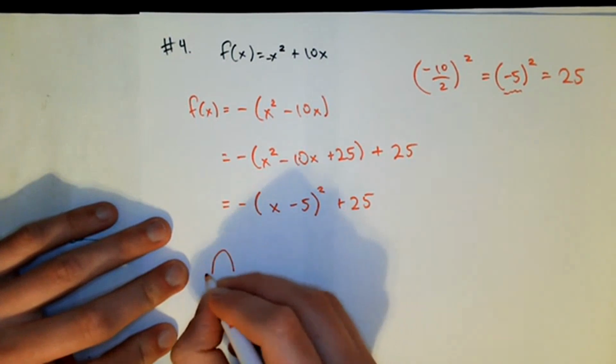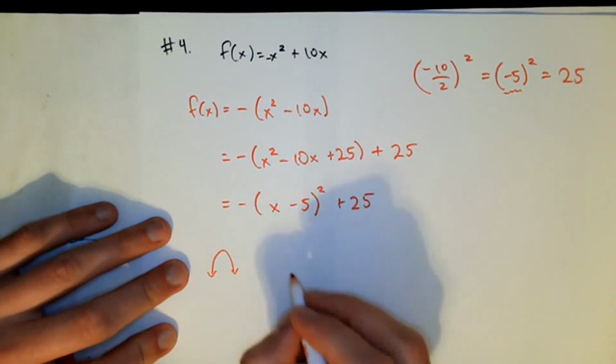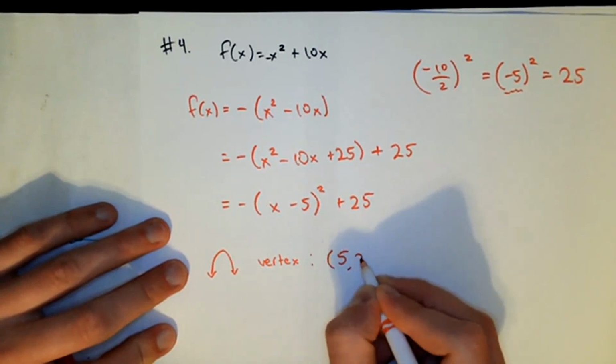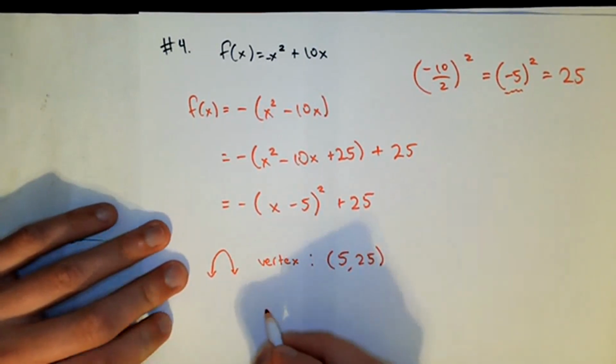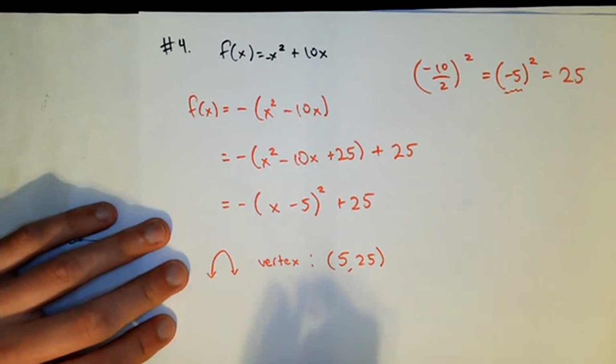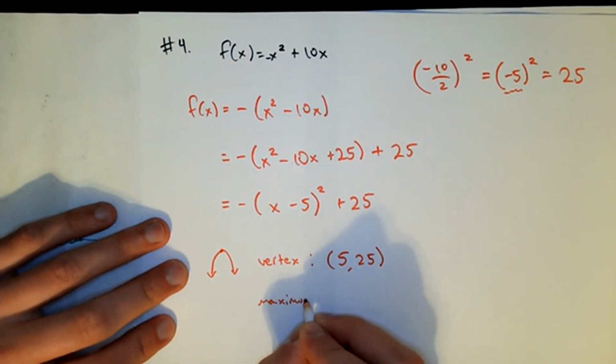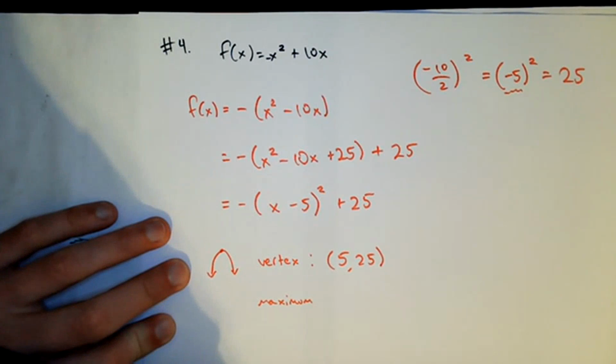It's opening downward because of the minus sign, and its vertex is at 5, 25, and its maximum, yes, it has a maximum because it's opening downward. Its maximum, let me see how they ask it in this problem, or maybe they don't. Where is it?